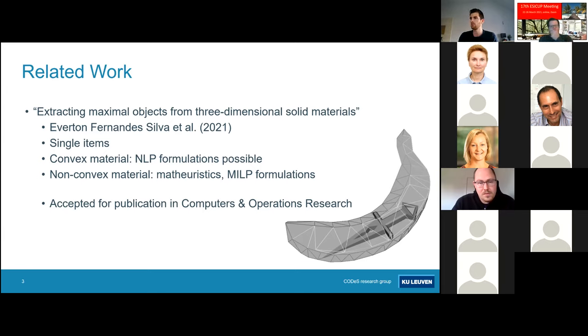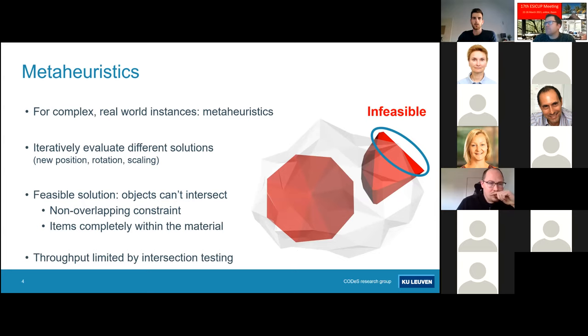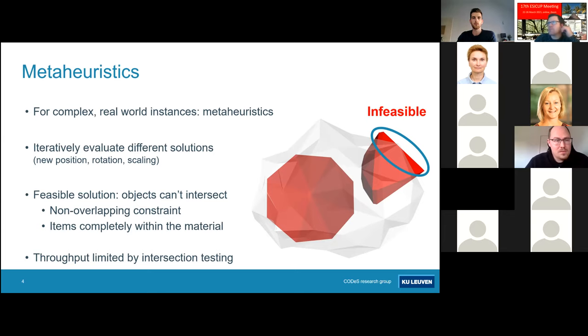His paper was accepted for publication in Computers and Operations Research, and it will be published in the future. But what's important for us here is that these approaches are not really reasonable when we deal with larger instances from the real world. In that case, we have to resort to meta-heuristics like late acceptance or simulated annealing to find decent solutions. And these algorithms typically evaluate different solutions in an iterative manner.